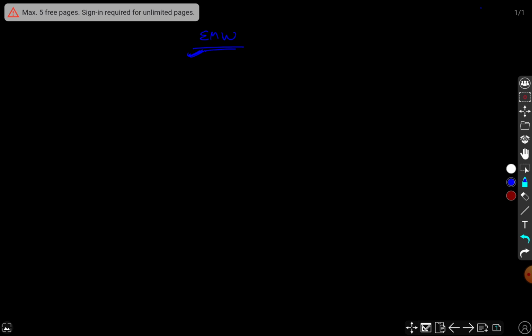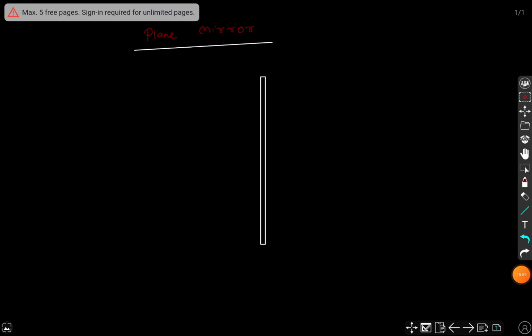Now let's move to our very next important topic, that is plane mirror. What is a plane mirror? First we will be learning about its formation, its construction, then we will be discussing the ray diagram formations and the nature, position, size, properties, and all that. Okay, so let's start with the construction of plane mirror.